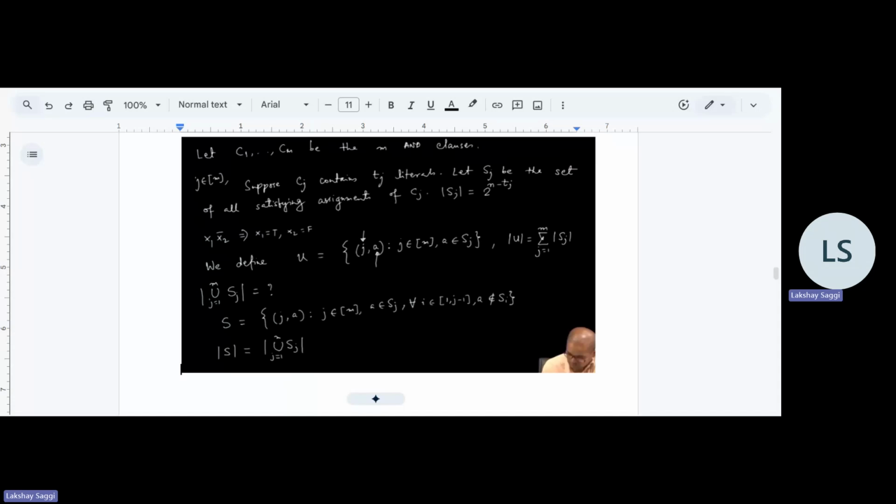What we actually want to count is the number of satisfying assignments, and this is an overcounting. What we really want to count is the size of the union of these sets, the size of the union of S1, S2, S3, and so on, because this will give us all the satisfying assignments for our DNF clause.